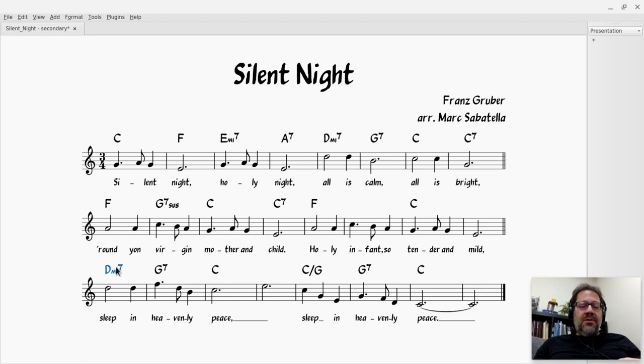So I'm going to do that. I'm going to put an A7 to get to that D minor. So the D minor on Sleep, I'm going to put an A7 on Mild right before that. So let's hear Tender and Mild. So that makes me happy. I like the A7 going to the D minor, but I'm not feeling like I'm done here. What I am going to do is put in that G7 sus in the same place that I had it before, so the second measure.